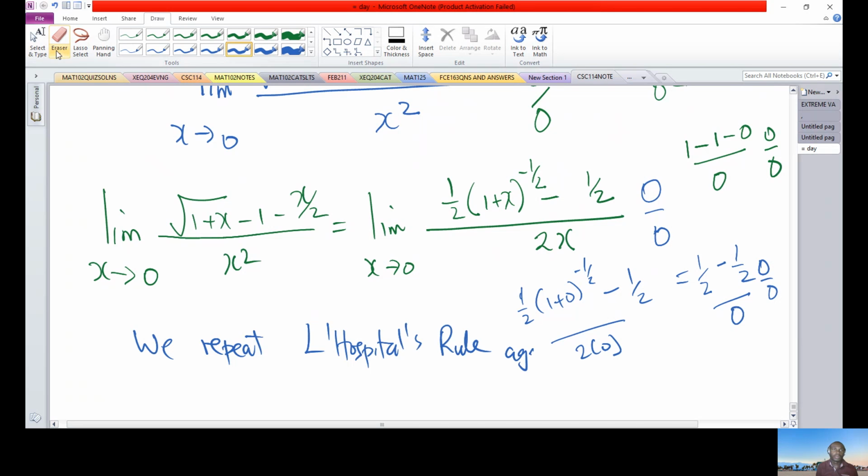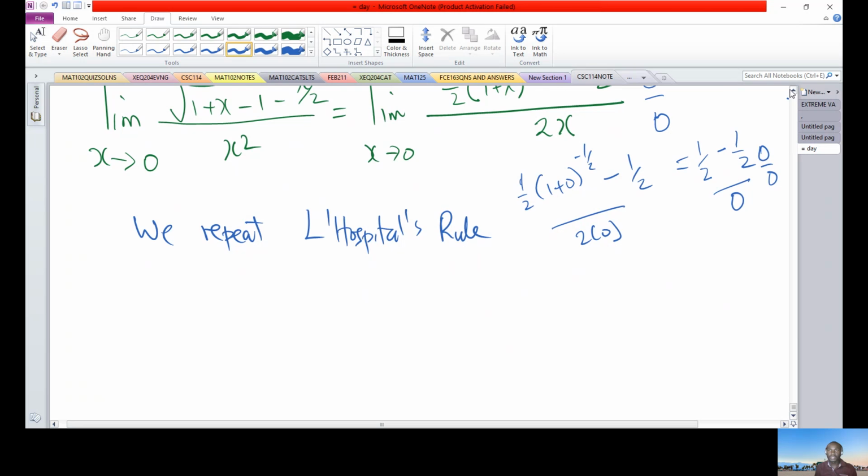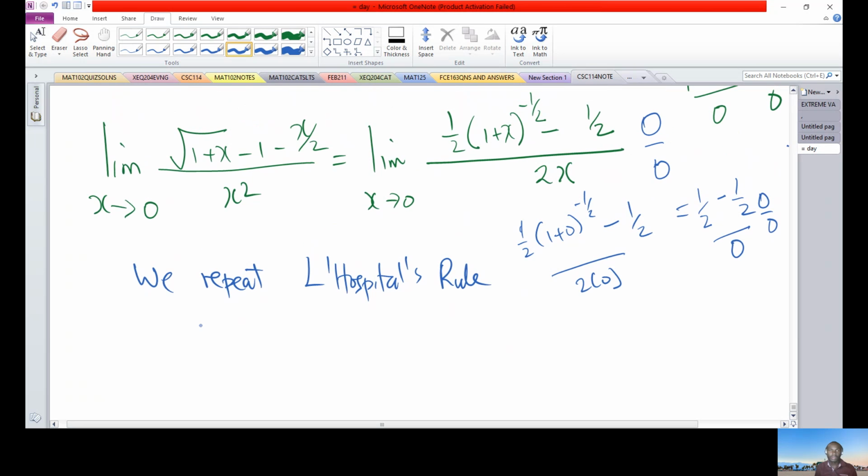So we repeat the rule by simply also differentiating the functions to see whether the new function that we get will give us a function whose limit will be easy to evaluate by substitution.